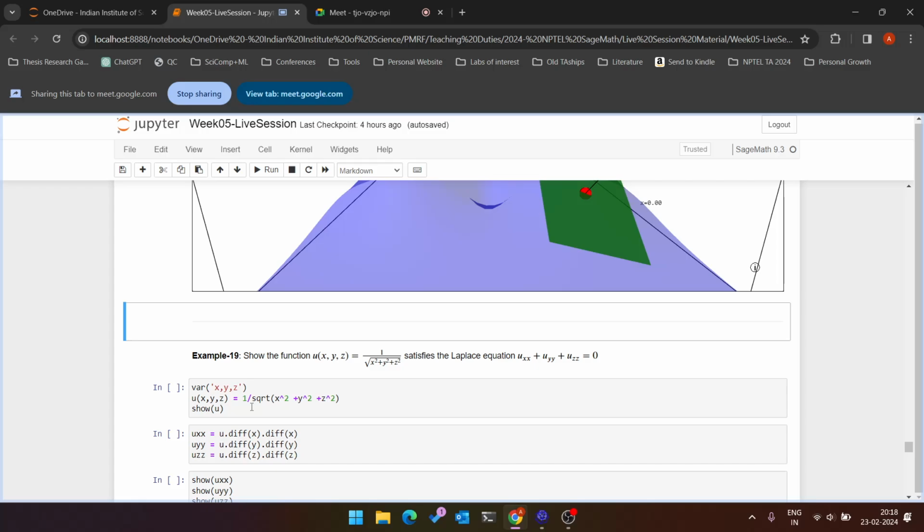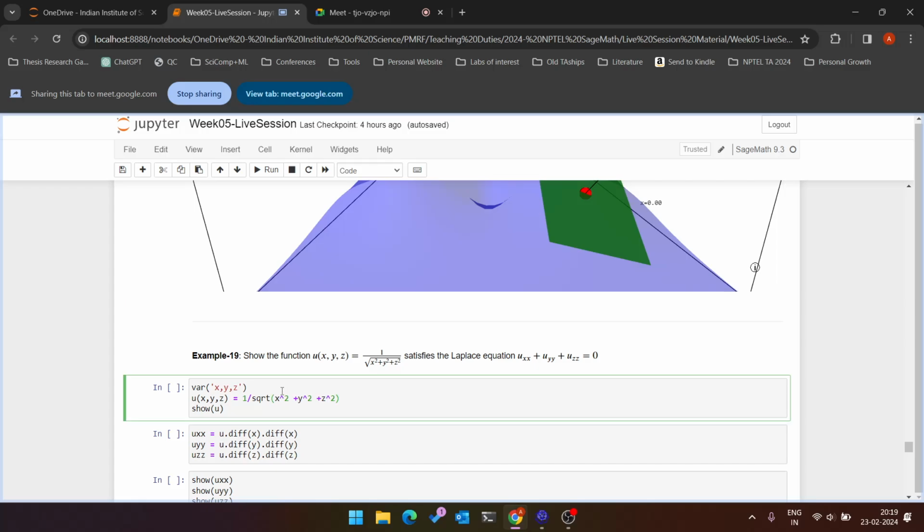Okay, the next example that we have is we have been given a function u of xyz equaling 1 over square root of x square plus y square plus z square, and we are asked whether it satisfies the Laplace equation grad square u equal to 0, which for 3D coordinates becomes uxx plus uyy plus uzz equals 0, this denoting the second order partial derivative.